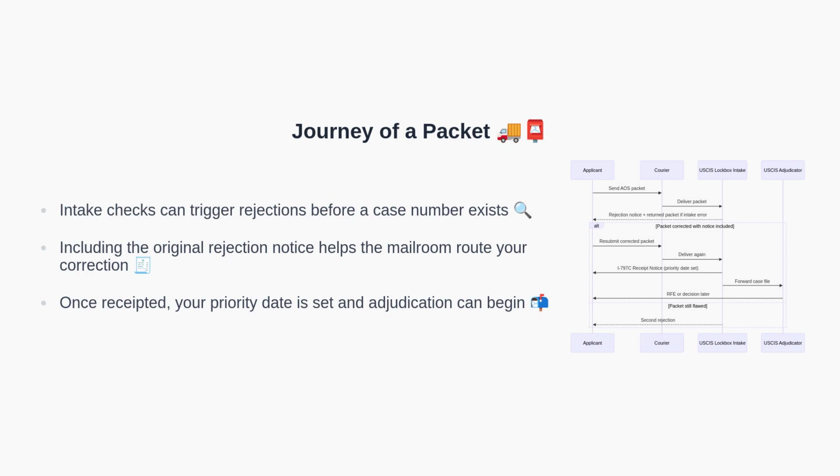If you correct the errors and include the original rejection notice, the mailroom can quickly route your resubmission, and you should receive an I-797C receipt notice establishing your priority date. The case then moves to the adjudicator, who may issue a request for evidence or a decision later. If the resubmission remains flawed, a second rejection can occur. With this flow in mind, let's validate your understanding with one more quiz.